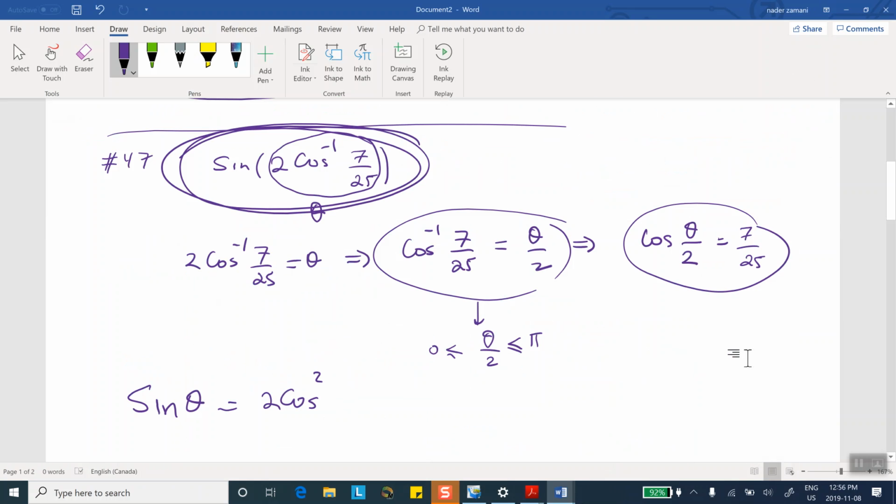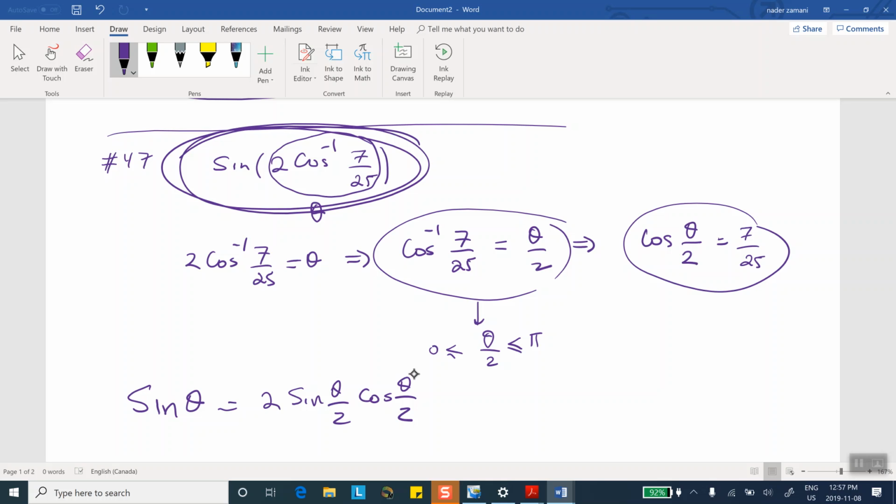So that is equal to... actually, we need the half angle formula for sine. It's the sine formula that I want. So we have 2 sine theta over 2 cosine of theta over 2. When I went to that table, I said, look at the cosine formula. I actually want the sine formula.